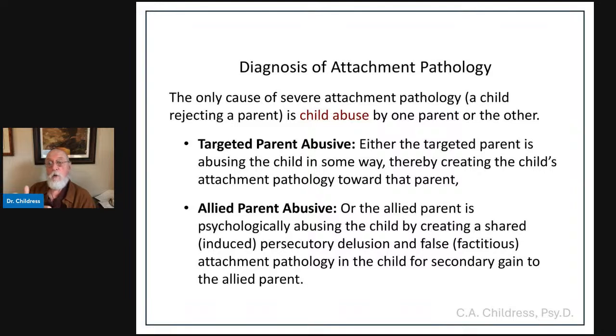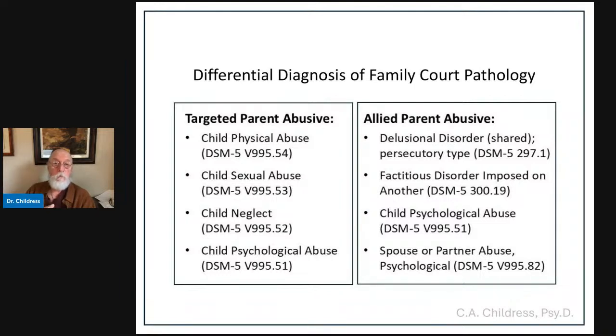So either the targeted parent is abusing the child in some way, thereby creating the child's attachment pathology towards that parent, or the allied parent is psychologically abusing the child by creating a shared or induced persecutory delusion and false, factitious attachment pathology in the child for secondary gain to the allied parent. So the differential diagnoses in the family courts, there it is: either the targeted parent is physically, sexually, or neglectfully or psychologically abusing the child, creating an authentic attachment pathology due to the child abuse, or the allied parent is creating a false or factitious attachment pathology and is creating a delusional disorder in the child, persecutory type.